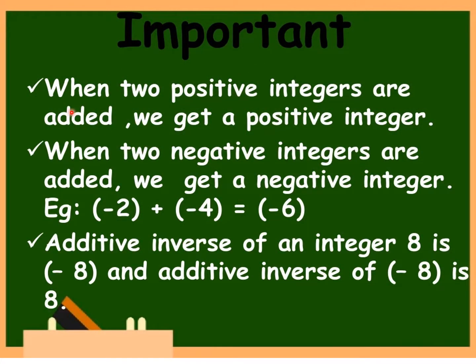Important. When two positive integers are added, we get a positive integer. When two negative integers are added, we get a negative integer. Example, -2 plus -4, we get -6. Additive inverse of an integer 8 is -8 and additive inverse of -8 is 8. Suppose we take 2. 2's additive inverse is -2, -2's additive inverse is 2.